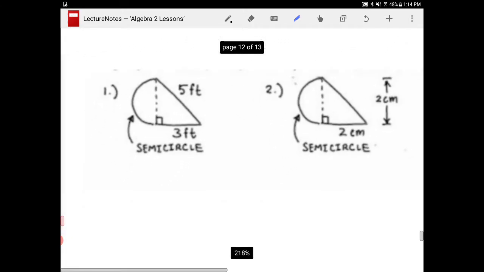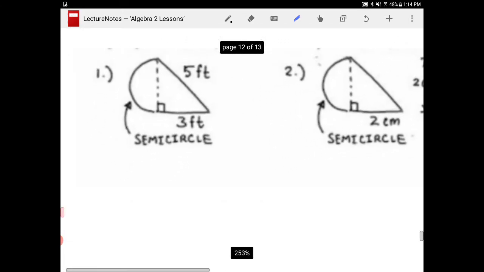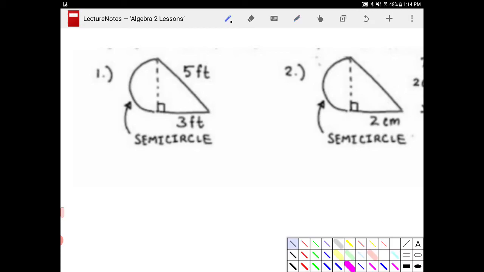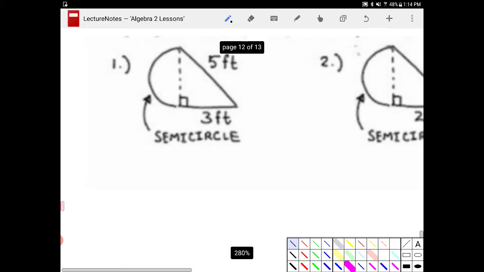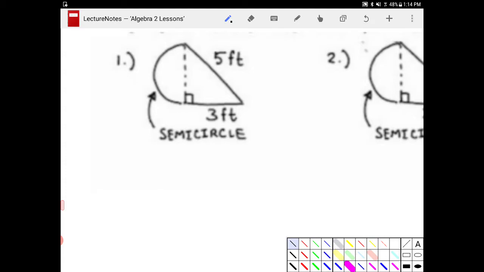So I notice here that I have a semicircle, because it says it is attached to a right triangle. This is a composite figure, and we call it a composite figure because it's made up of compositions of different figures, different shapes. Much like a compound word, this is a compound shape. So I have a semicircle, and the goal is to find out what the area of this thing is.